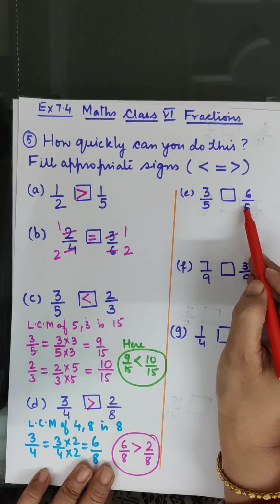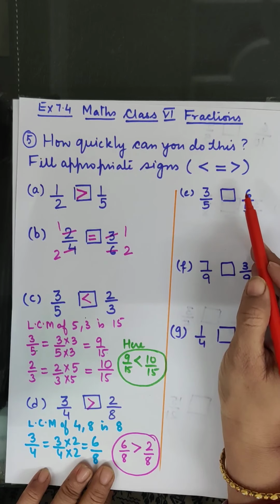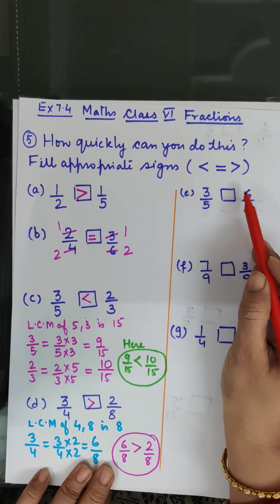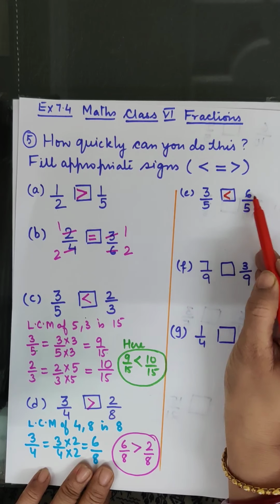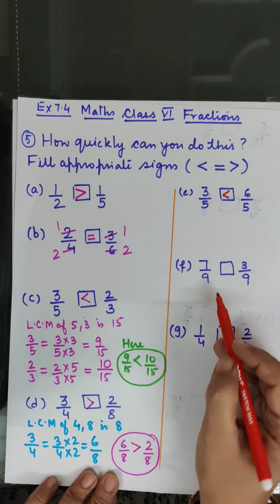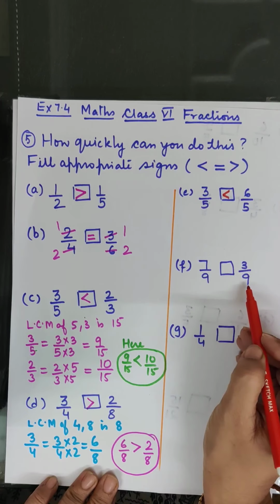If the denominators are same, bigger the numerator, bigger is the fraction. तो 3 और 6 में 6 बड़ा है, इसलिए ये वाला फ्रैक्शन भी बड़ा होगा. ठीक है. Now coming to this one, 7 upon 9 and 3 upon 9.